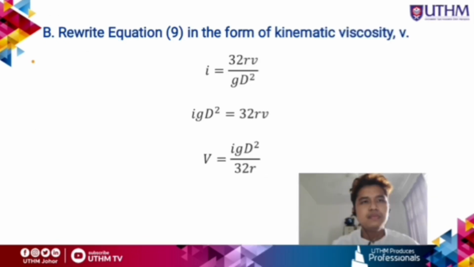Graph 3 shows that the value of log I and log Re is decreased and affects the line of the graph. Next, rewrite equation 9 in the form of kinematic viscosity. I equals 32RV divided by gD to the power of 2. And we obtain the new kinematic viscosity equation, which is V equals Ig D to the power of 2 over 32R.